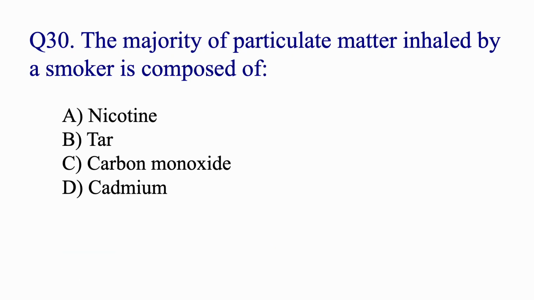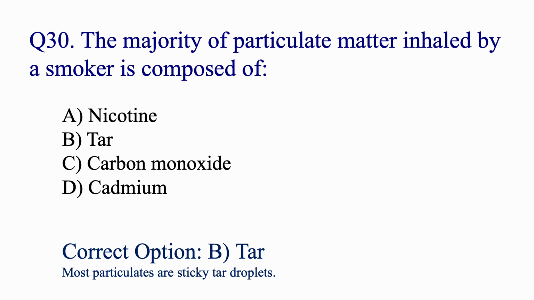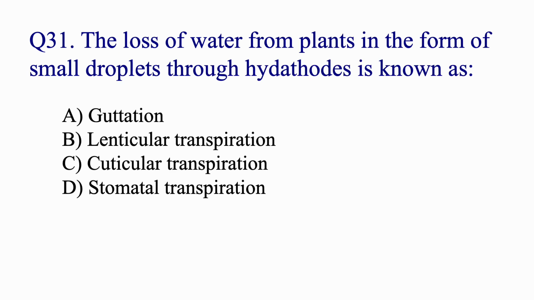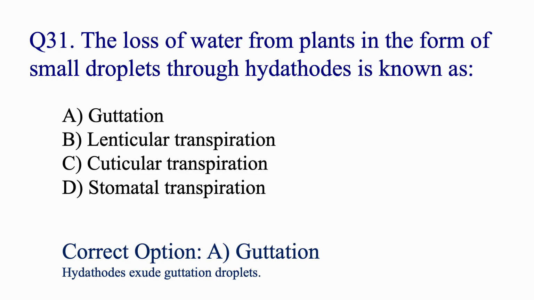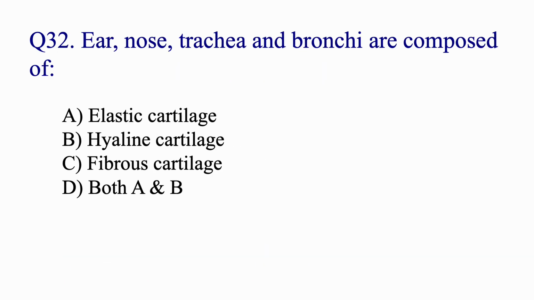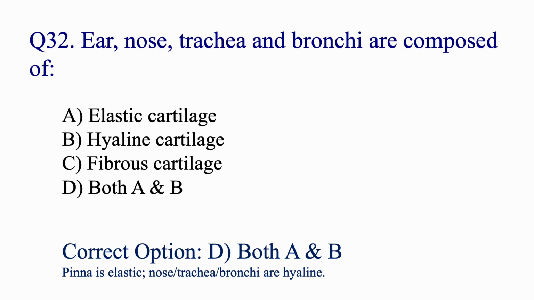The majority of particulate matter inhaled by a smoker is composed of tar. The loss of water from plants in the form of small droplets through hydathodes is known as guttation. Ear, nose, trachea and bronchi are composed of both A and B, elastic cartilage and hyaline cartilage.